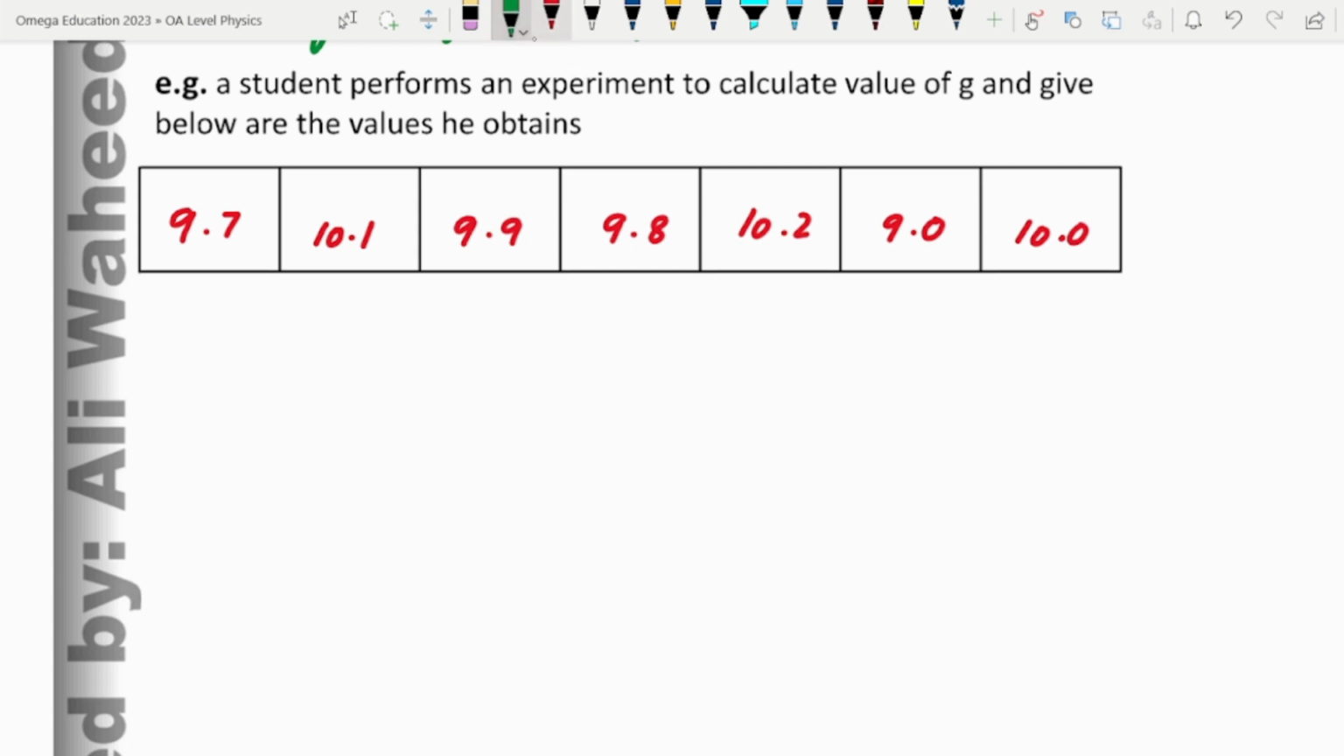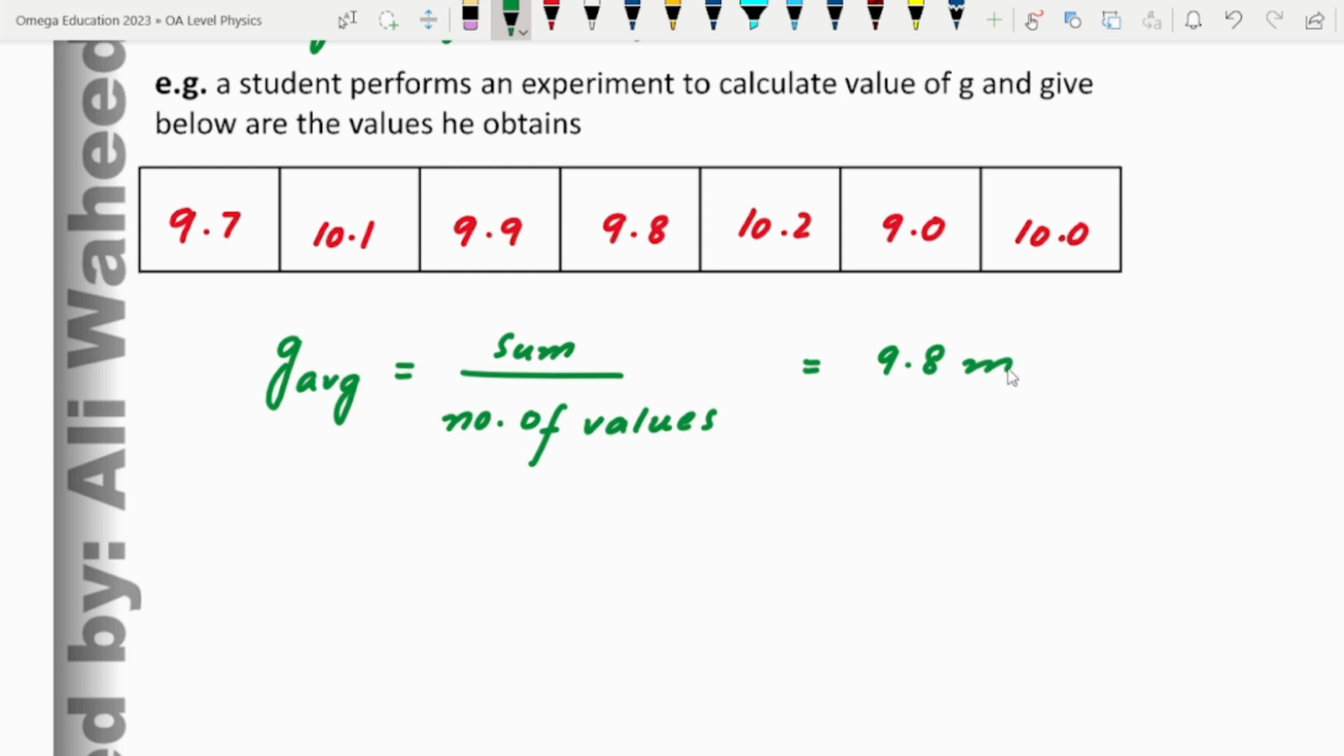Well, if we have a range of values, we can take the average, and once we take the average, that value can be taken as the obtained value from the experiment. So we have 1 2 3 4 5 6 7 values. I'm going to take the average value of g. I can write it as g average equals the sum of all the values divided by the number of values. Then you add all of them, divide by 7, hit it on the calculator, and you'll get 9.8 meter per second square.